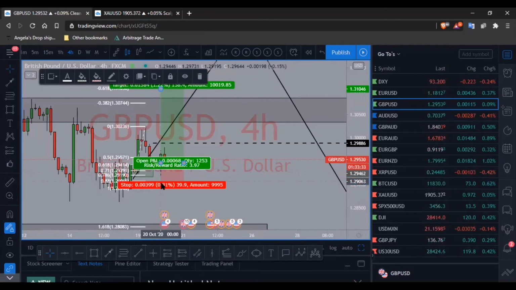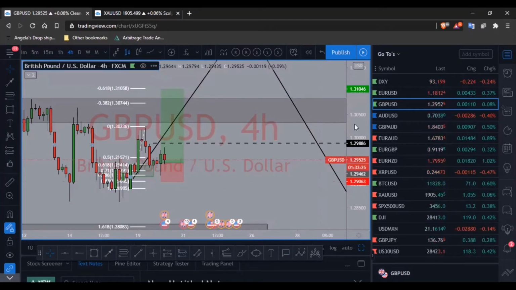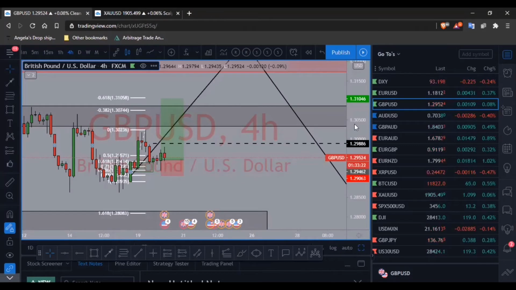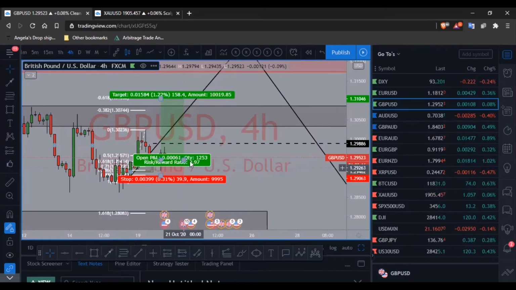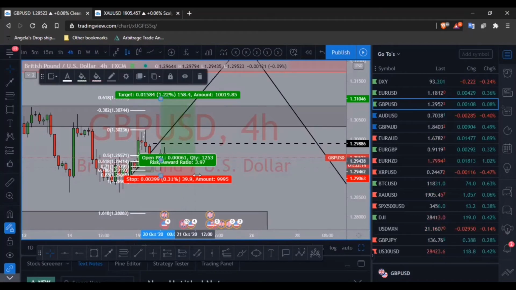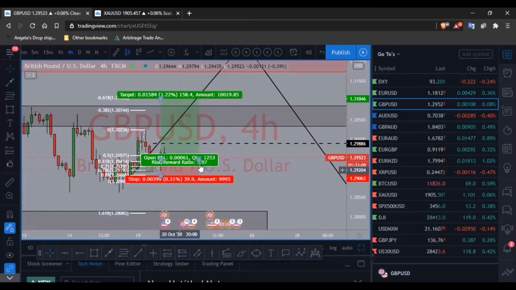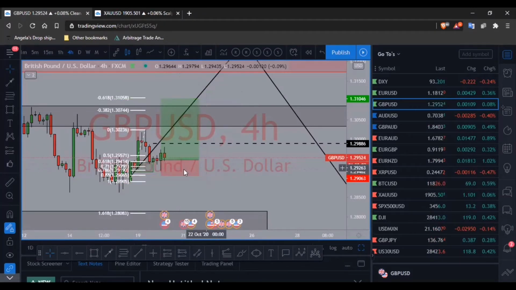So I know this is a little steep, 40 pips for some. But again, risk management is key. I'm probably going to risk about $40 on this trade. But look, this is basically a 1 to 4. It's a 1 to 3.97, but you're risking about 40 pips to get 158 overall.